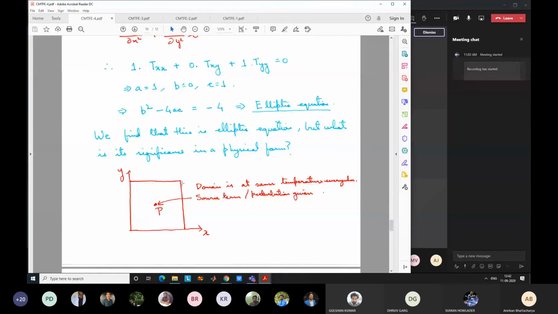Say we have a certain domain. It can be an arbitrary domain also. I have taken it like a squarish domain, but you need not limit it to straight lines. The boundaries need not be straight lines. It can be any arbitrary domain. I can take any arbitrary domain here.